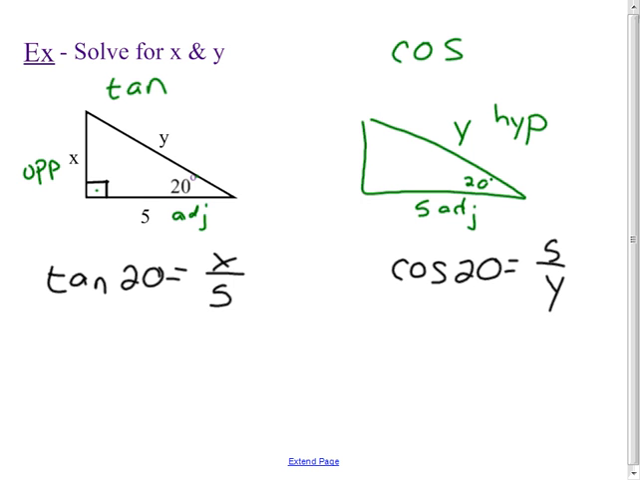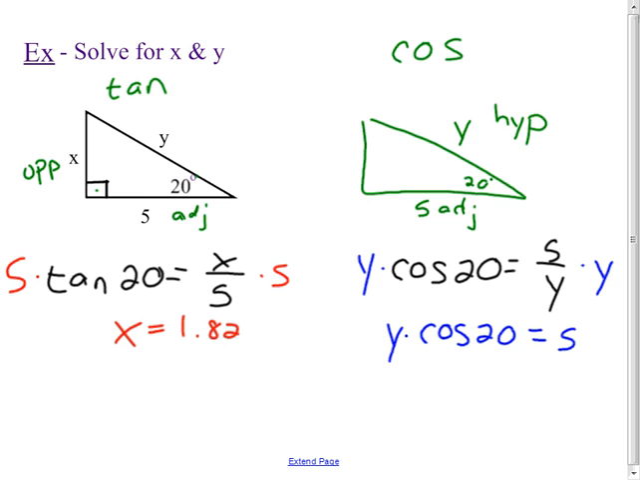So I have the setup for both of them. I'm going to work the left-hand side down. I multiply both sides by 5. In my calculator, I take the tangent of 20, multiply it by 5. X is 1.82. So that's a length of side x. And then over here, I've got to get y by itself. I can't have y in the denominator. So I got to get y out by multiplying both sides by y. So I have y times the cosine of 20 equals 5.